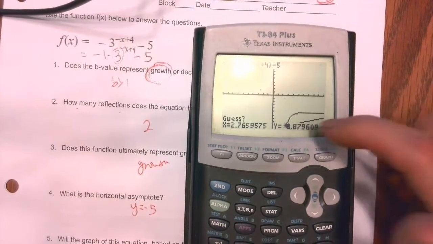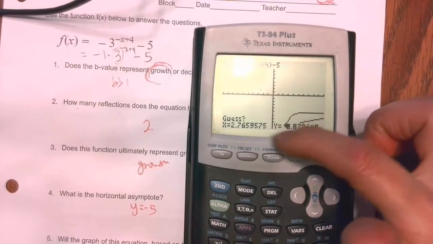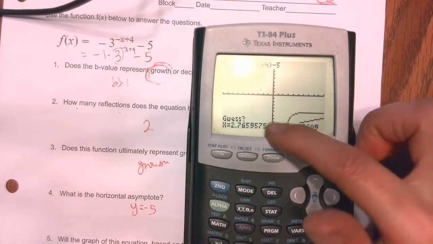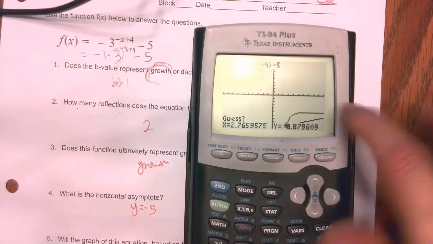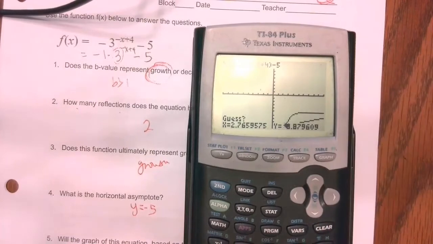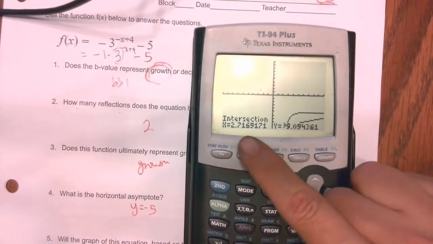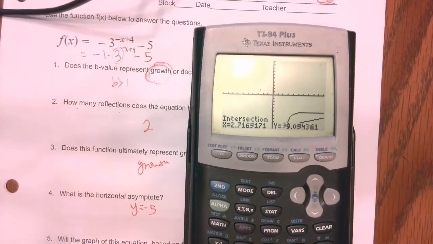The only calculator care is that I need you to tell it this region. If you don't tell it the region, the calculator is going to get confused. Are you talking about here, or the other solution out of the window? Hit guess. There you go. So one of the answers is x equals 2.72, and I'm going to write 2.72 on my Bellwork right here.